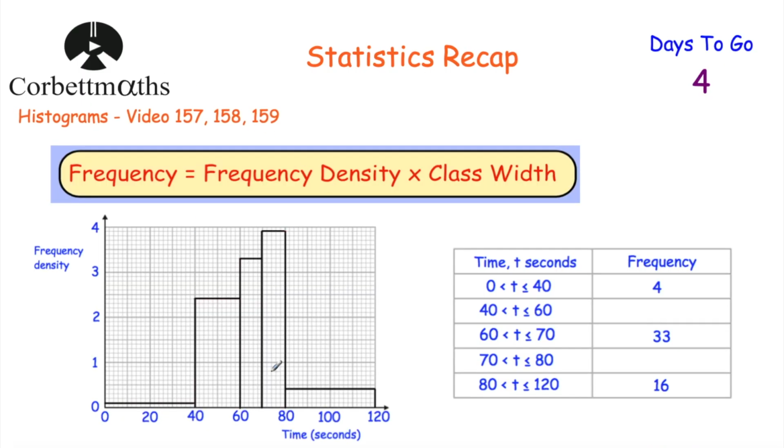Sometimes you might be given a histogram drawn for you and you might need to find some of the frequencies. So frequency is equal to frequency density times class width. So for instance, this bar here, the class width is equal to 20. It's 20 wide. The frequency density is equal to 2.4, and 2.4 multiplied by 20 would be equal to 48. So the frequency there would be 48 and so on. So frequency is equal to frequency density times class width.